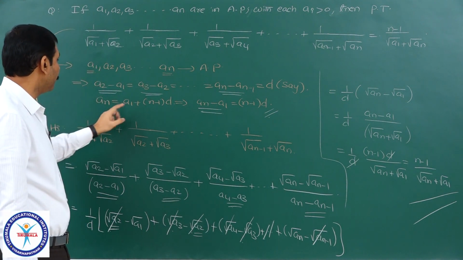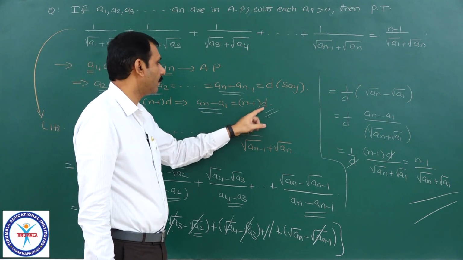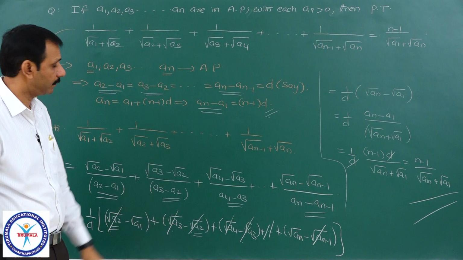Therefore, what is the nth term? a1 plus (n minus 1) into d. From this, an minus a1 equals (n minus 1) into d. I have written these two relations and I will use them whenever required.